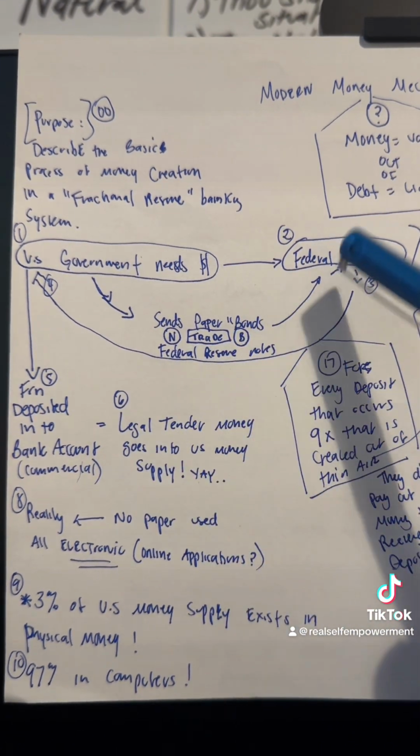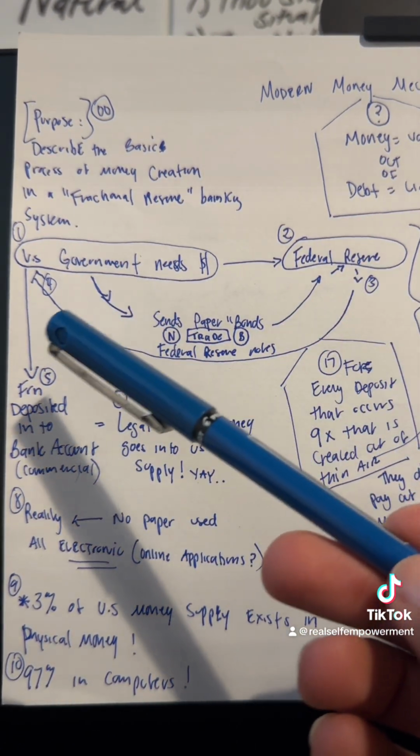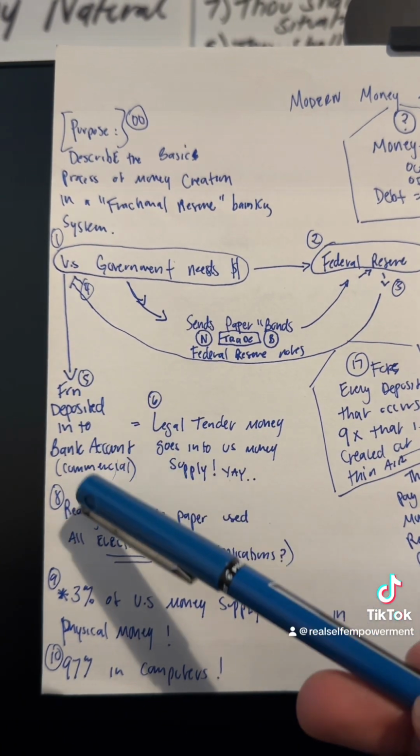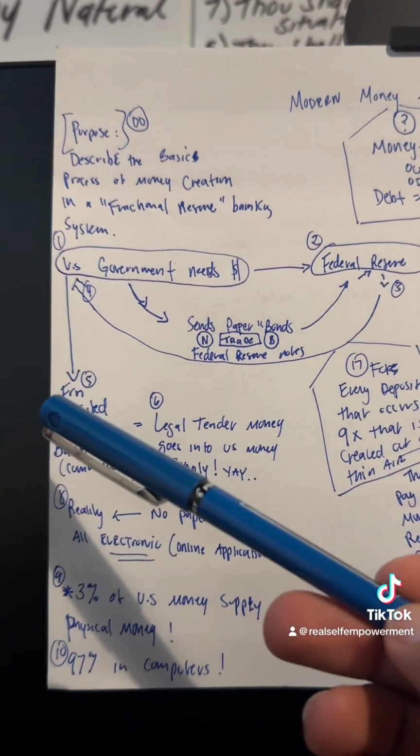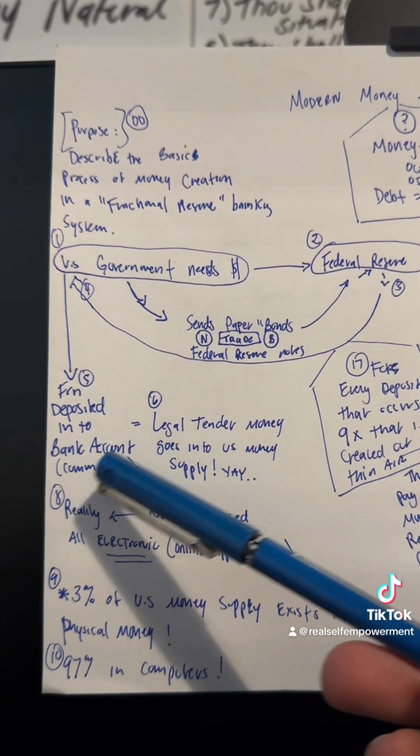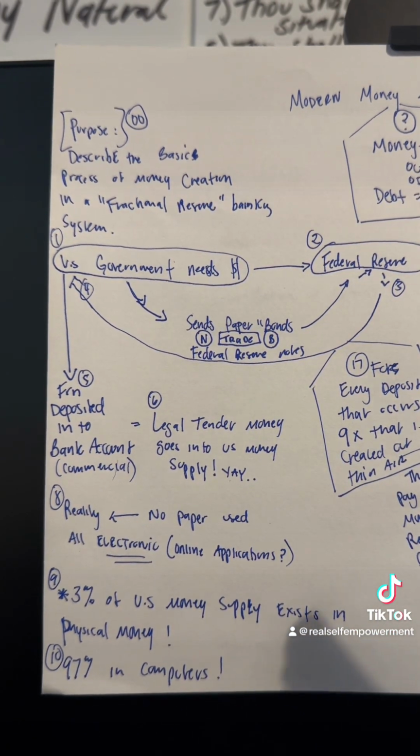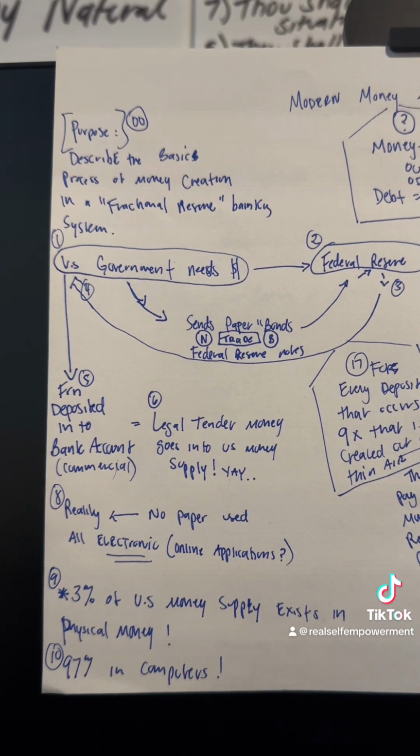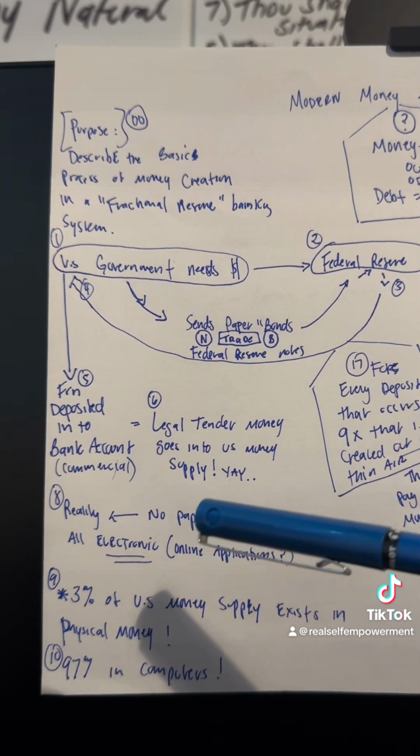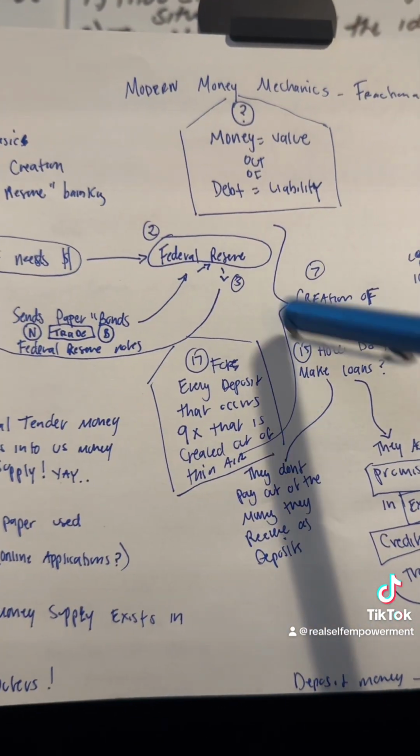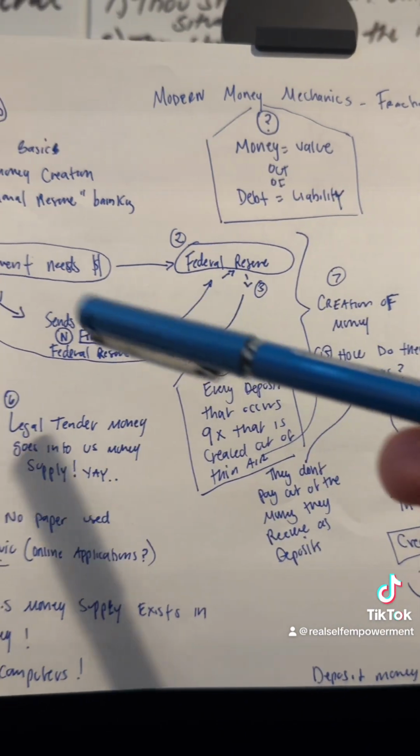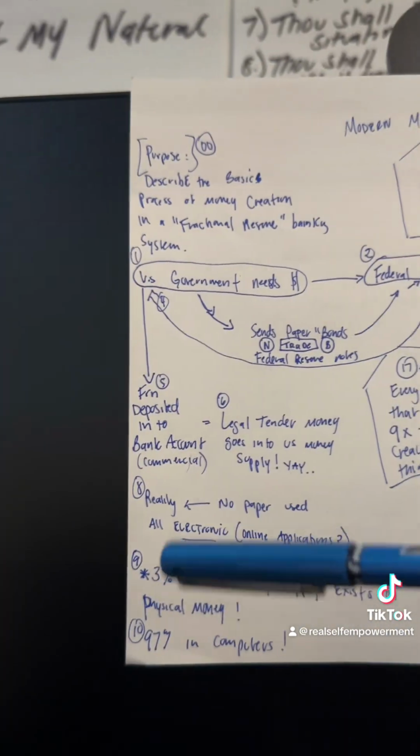They send those notes back to the United States government, and then those FRNs are deposited into a commercial bank account in a Federal Reserve Bank. This is the legal tender money that goes into the United States money supply so that you and I can have money. Yay. So this is how money is created through the Federal Reserve System.